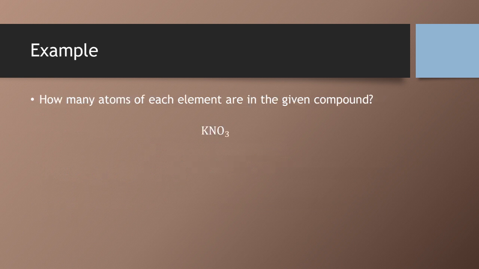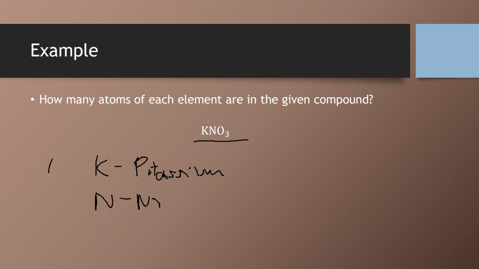For example, how many atoms of each element are in this given compound? Well, this is potassium nitrate. And so this K is potassium, and there's only one of those. And then there's one nitrogen. And now the subscript here means there are 3 oxygen atoms. And so this is what you would do to break down each one of the elements inside of a reaction.